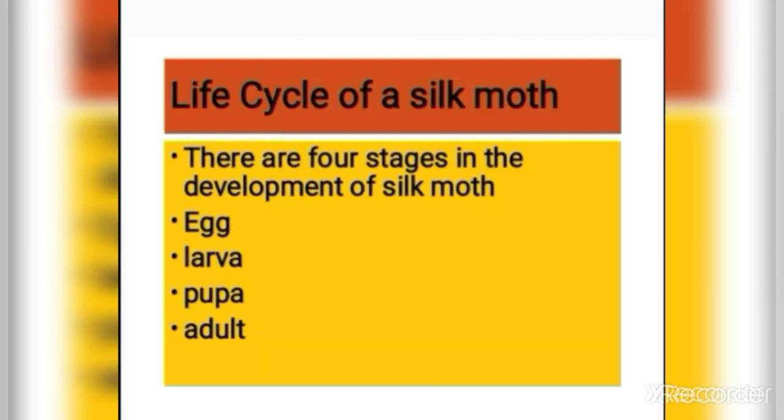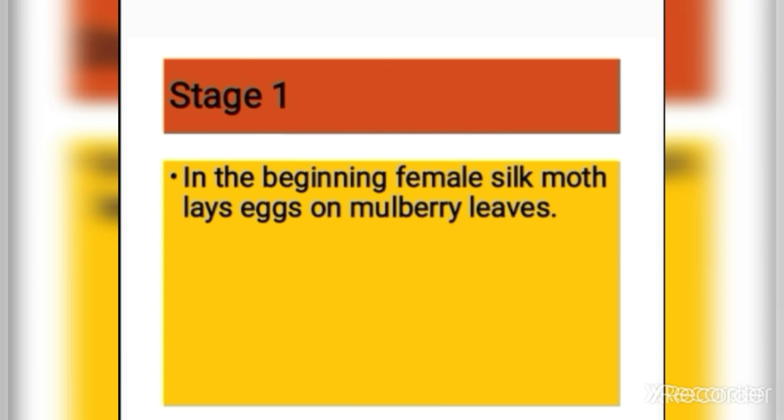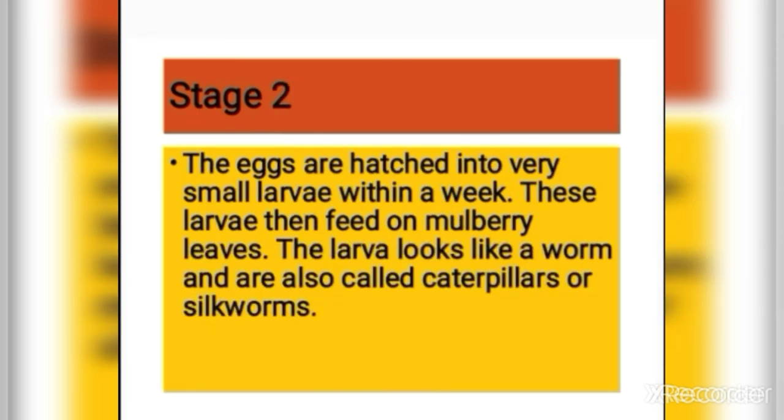Now let us discuss the life cycle of a silk moth. There are 4 stages in the development of a silk moth: egg, larva, pupa and adult. Stage 1 is the beginning. In the beginning, the female silk moth lays eggs on mulberry leaves. The eggs hatch into very small larvae within a week. These larvae then feed on mulberry leaves.